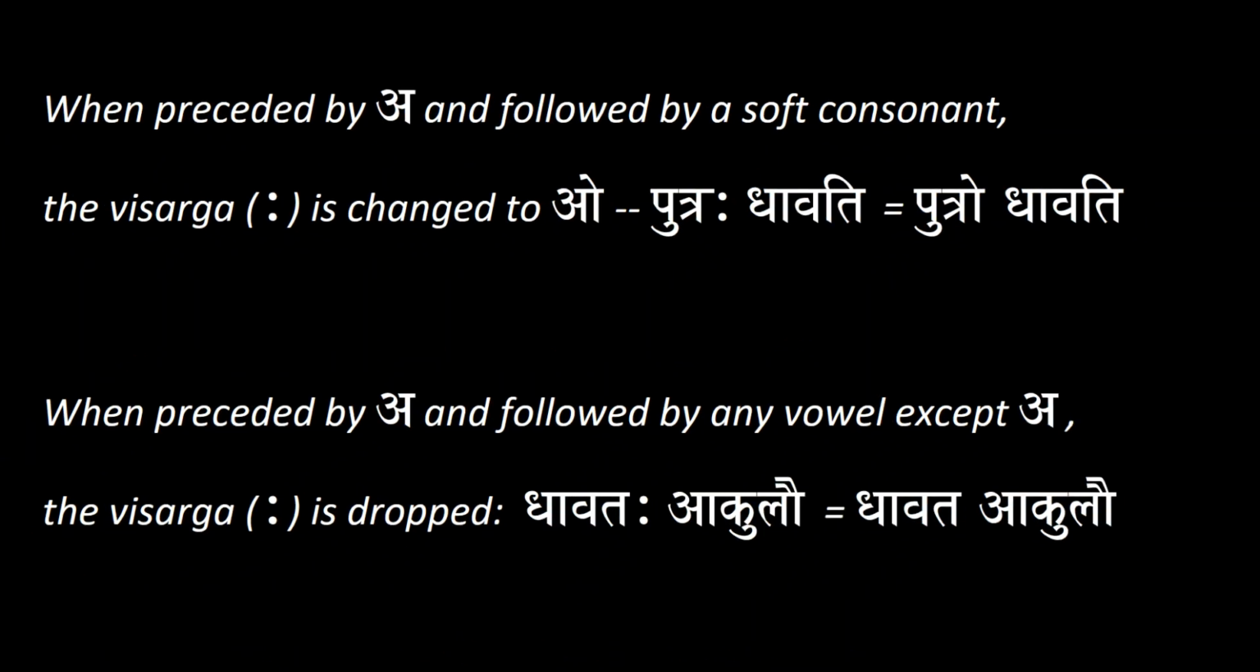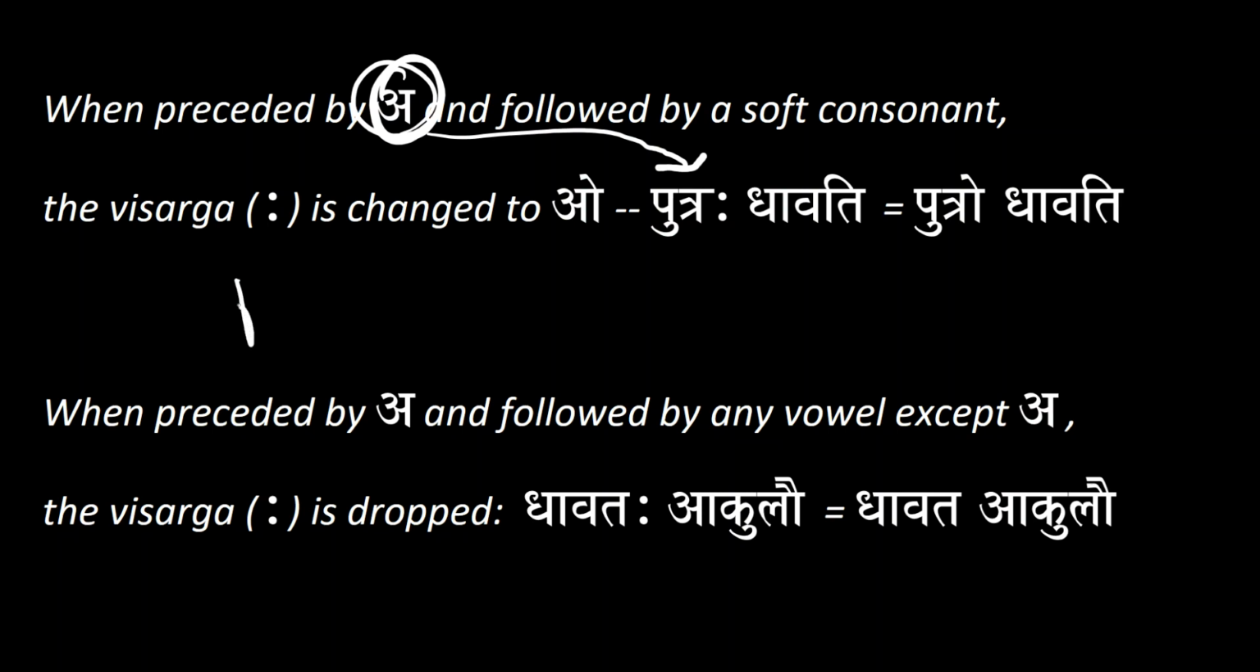When a Visarga is preceded by an A and it's followed by a soft consonant, the Visarga is changed to the vowel sign O. So that's why putraha dhavati becomes putro dhavati, because it's preceded by an A in putra. Although you're not seeing this A in here, A exists in putra. Sometimes it's better to pronounce it and take a look at the pronunciation rather than taking a look at the actual letters.